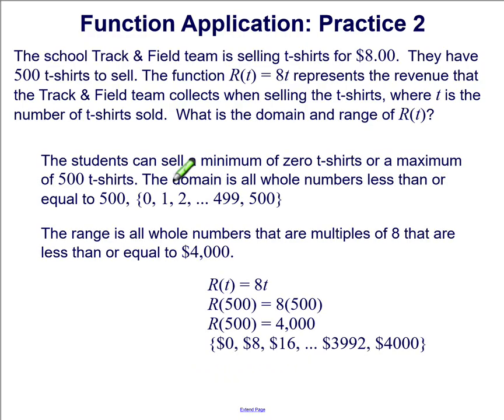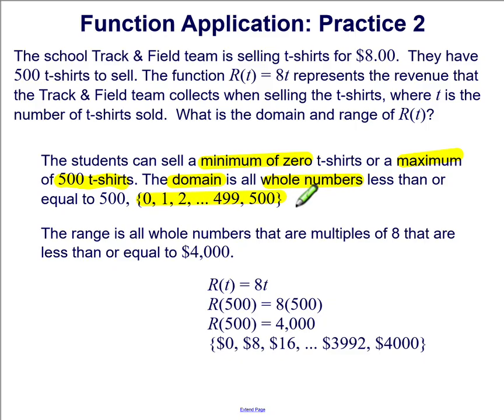So let's talk about the domain. The students can sell a minimum of 0 t-shirts and a maximum of 500 t-shirts. The domain is all the whole numbers less than or equal to 500, but starting at 0. So we list the domain as a list of whole numbers starting at 0 and going to 500.